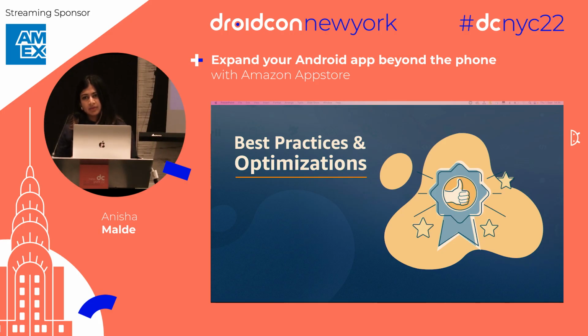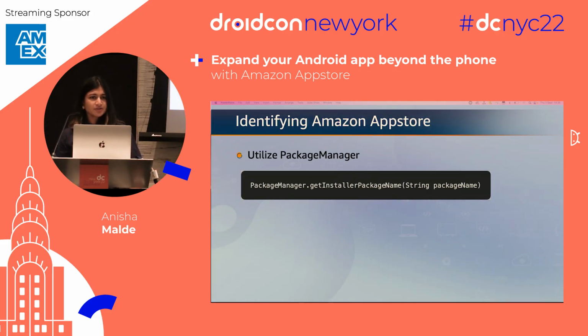But these are the recommendations that we have specifically for Amazon Appstore. So if your app has dependencies on specific services for specific app stores, I recommend that you identify which app store was used to install your app. And this is because obviously different app stores will have different SDKs, and if you do this, it's a guaranteed check that you will know which app store was used to install your app.